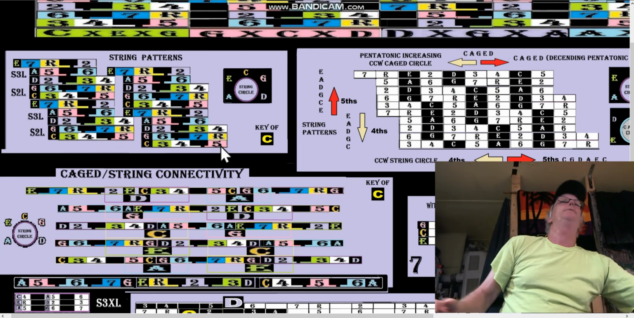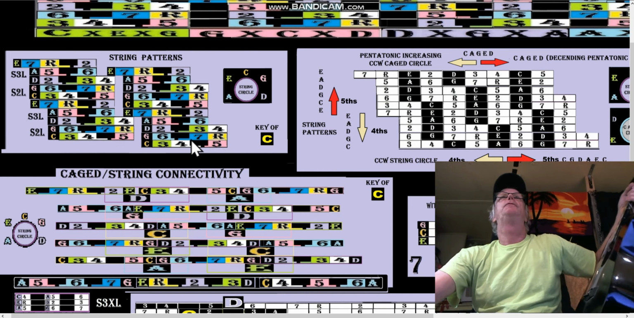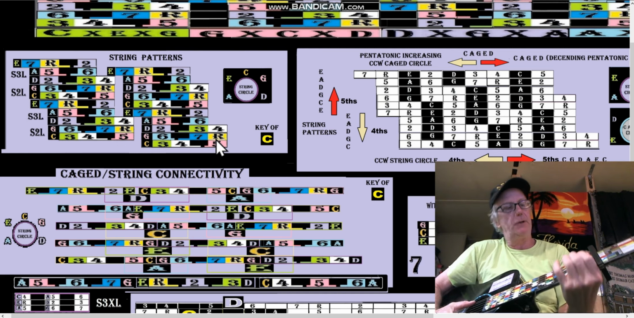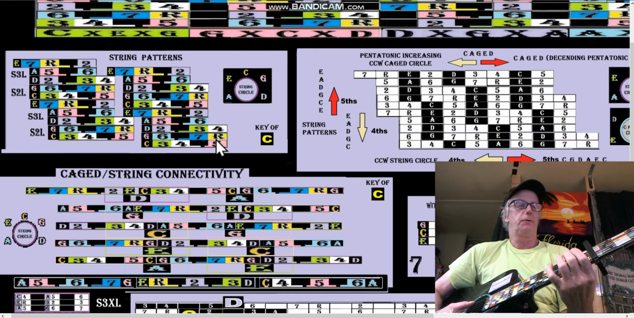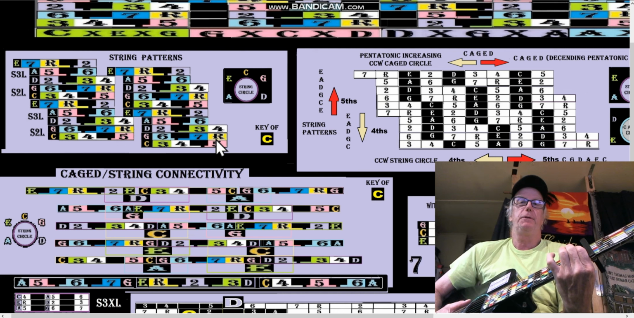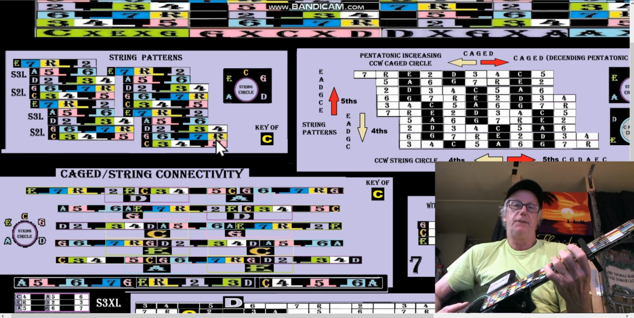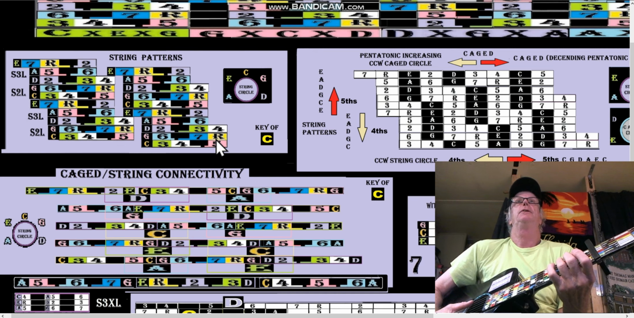Okay, and what is the pattern stack? Let's just look at 3, 4, 5, 6, 7 root. So from the fret nut we go 3, 4, 5, 6, 7 root. So E would be the third, F would be the fourth, G would be the fifth. Then it goes to A. A would be the sixth, B would be the seventh, and C would be the root. So that's that particular pattern.